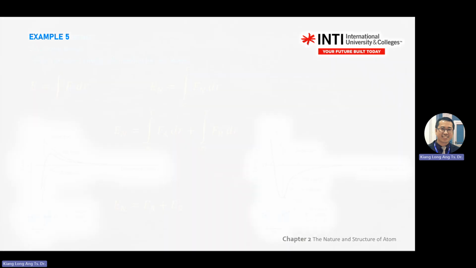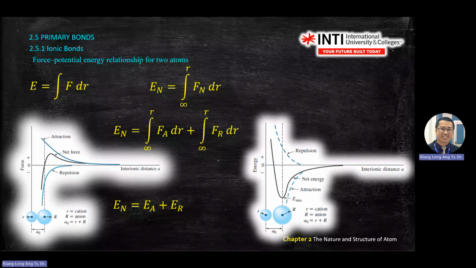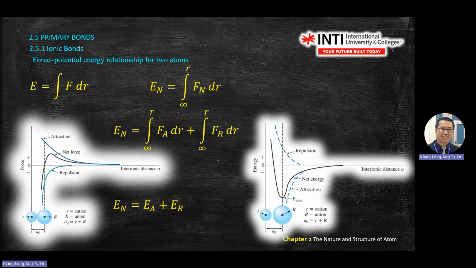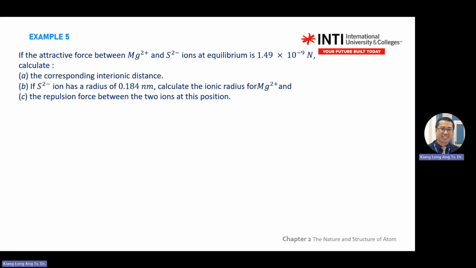Small r is the cation, positive charge. Big R is the anion, negative charge. So from here, Mg2+ is the cation, small r, and S2- is big R. So this one plus this one equals the answer of the first part. Second one, if the S2- ion has a radius, calculate the radius for this one. You find this one, you can solve for B.